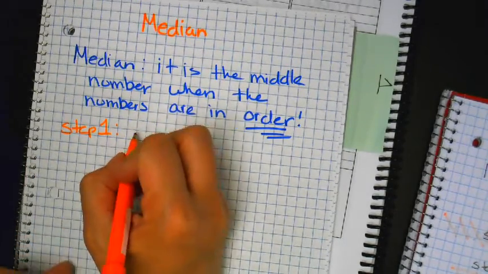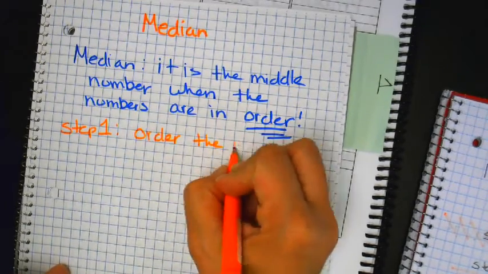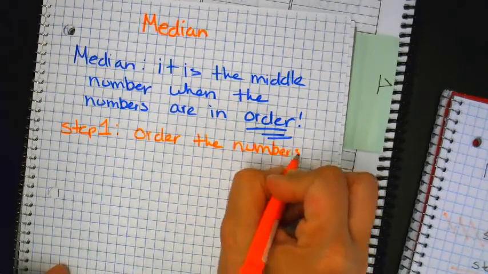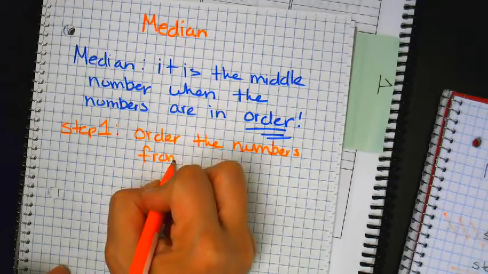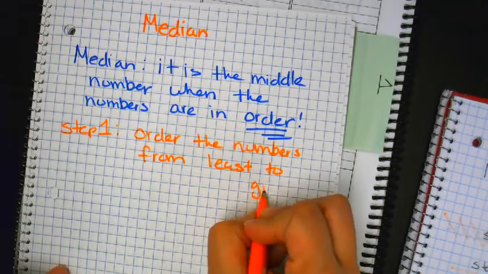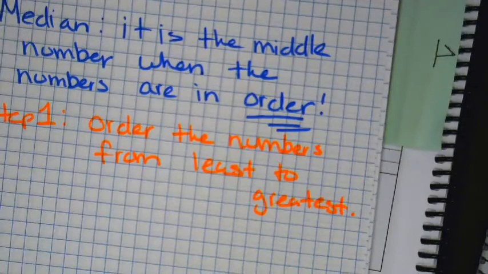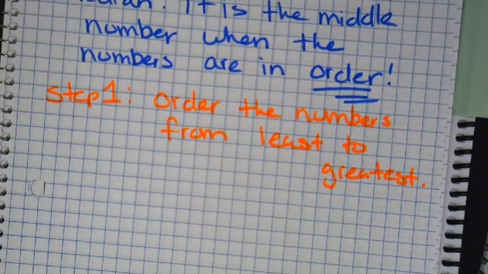Yes. Order the numbers from least to greatest, which is the smallest number to the biggest number. In math, we call it least to greatest. Okay? So basically, put them in order. All right. Step 2.